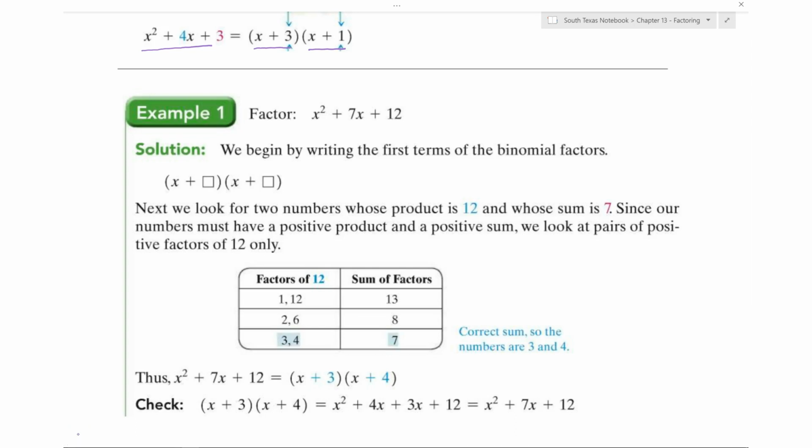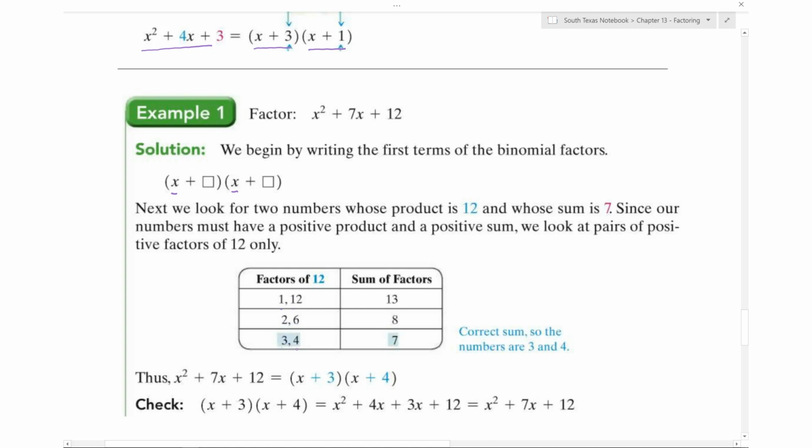So our goal is to factor the trinomial x squared plus 7x plus 12. We begin by writing the first terms of the binomial factors. You notice we have x and x, because x times x gives you x squared. What you do next is you start writing down the factors of 12. We have 1 and 12, 2 and 6, and 3 and 4.